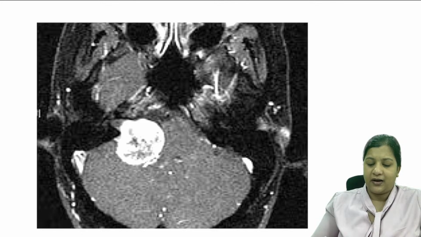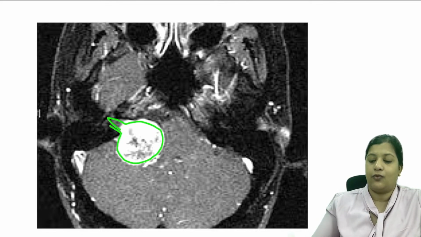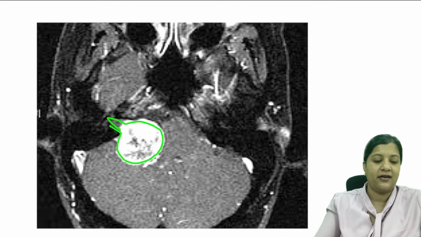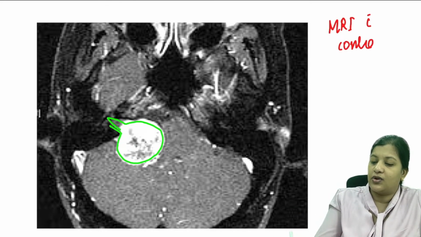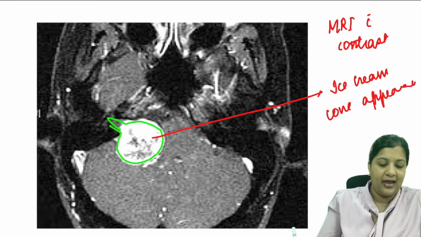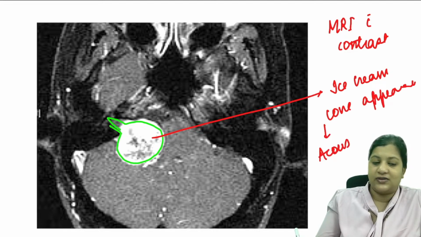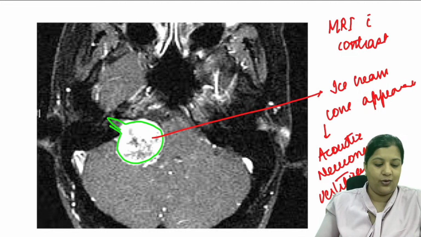Now this is a common repeat, easy to answer. Look at this image and tell me, what do you see here? Ice cream cone appearance. Again, a very common standard repeat. This is an MRI done with contrast, and MRI with contrast is showing something very specific. This is your ice cream cone appearance, and whenever you have an ice cream cone appearance, what do you think of? Yes, it is going to be your acoustic neuroma, also called vestibular schwannoma. So acoustic neuroma and vestibular schwannoma mean the same. So it is the answer over here.